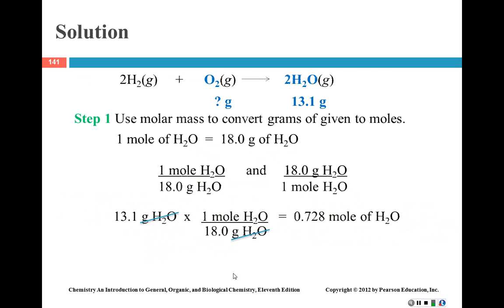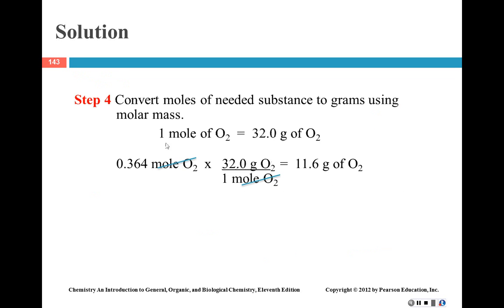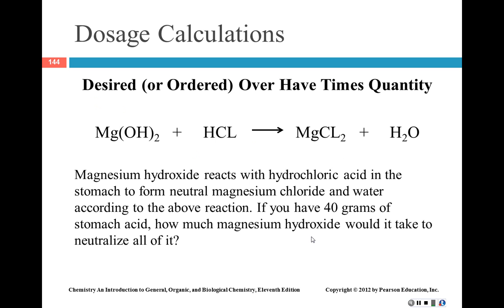Alright, let's see how we did. Converted to moles using the 18 grams. Then the molar ratio, 2 moles of water to 1 mole of oxygen to give us moles of oxygen. Then we said 32 grams of oxygen is 1 mole, and so then that gave us grams of oxygen. So again, if you want to do it stepwise or you want to do it all in one long thing like I do, either way, that's fine.